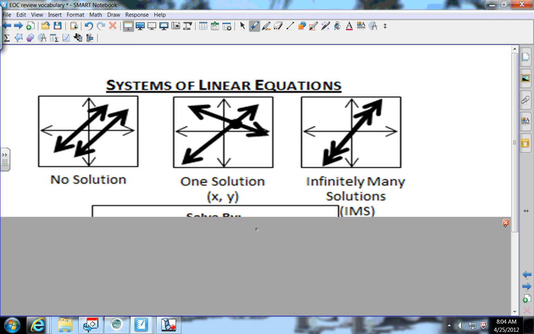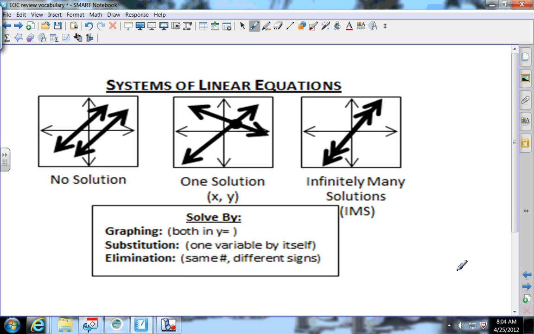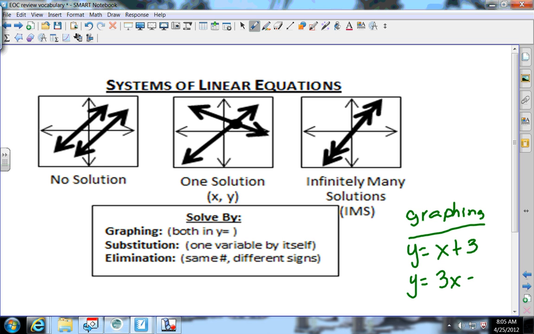Now, there were 3 ways that we solved. One was by graphing. Okay, so let me write over here. When it was graphing, it said both were in y equals. So an example of that would be something like this. When they were both in y equals, the easiest way to solve it was by graphing. Substitution was when one variable was by itself.